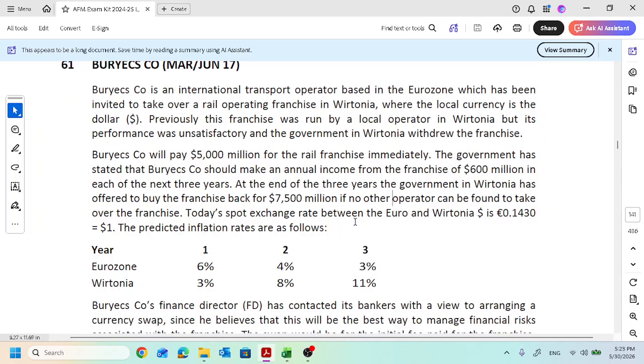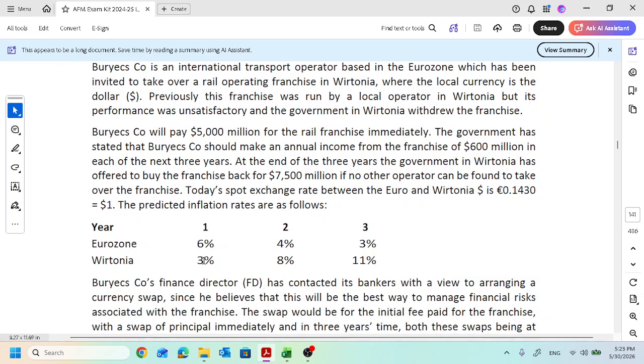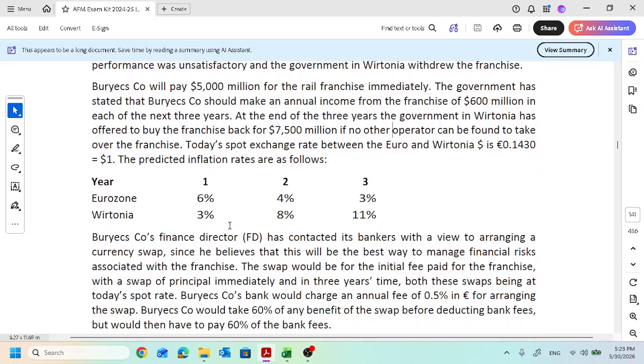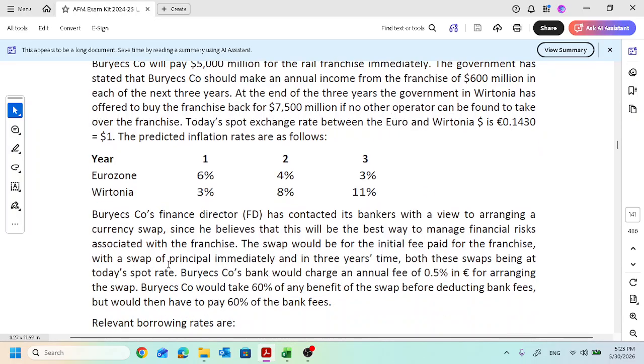Today's spot exchange rates between euro and Virtonia dollars is this. Predicted inflation rates are given. Why do they give the inflation rates? So you can forecast the spot rates. Current spot rate is this. So use these inflation, purchasing power parity, and you can forecast the exchange rates.